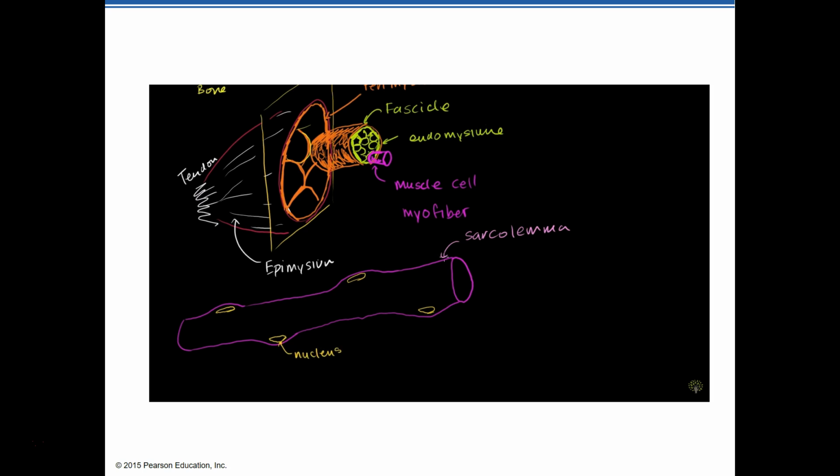And then if you take the cross section of that, there are even tubes within that, called myofibrils. So there's a bunch of tubes inside of the actual cell. Let me pull one of them out. So I've pulled out one of these tubes. This is a myofibril.